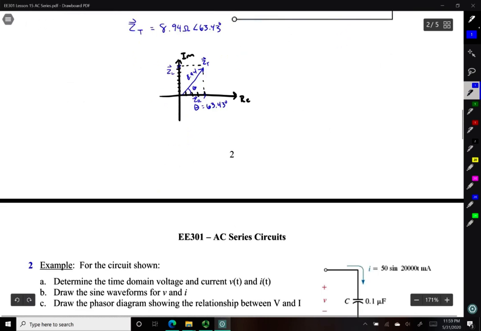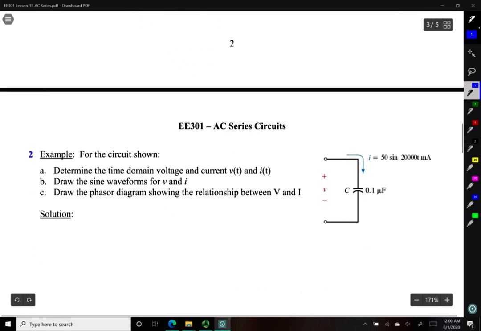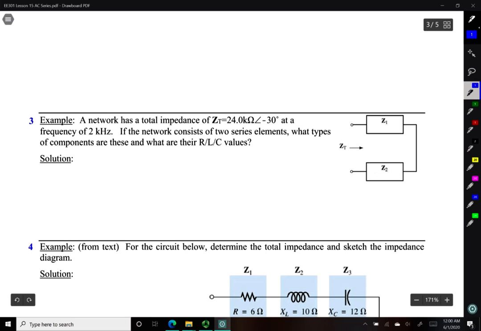So we'll move down to another example problem. We'll go to example number 3. Right, so we have a network total impedance, Z total is equal to 24 kilo ohms, angle minus 30 degrees, frequency of 2 kilohertz. Alright, and the question asks, with 2 series elements, what type of components are these, and what are their resistive, inductive, or capacitive values? So, from this, we can find that Z of T, and we'll write it in its polar form.